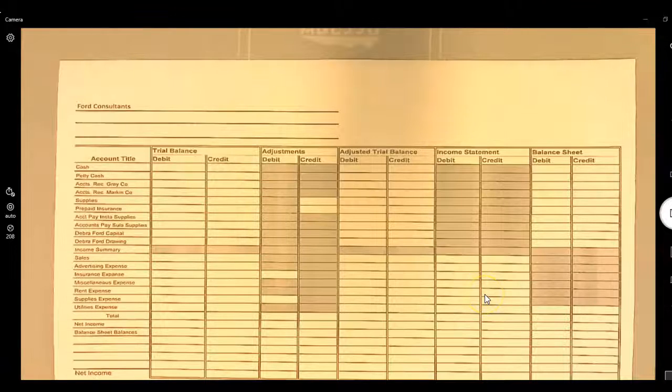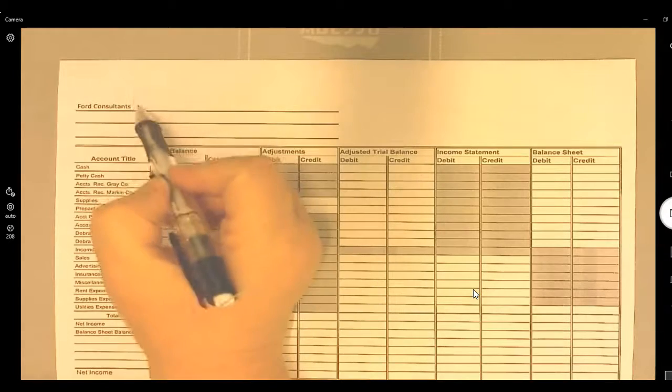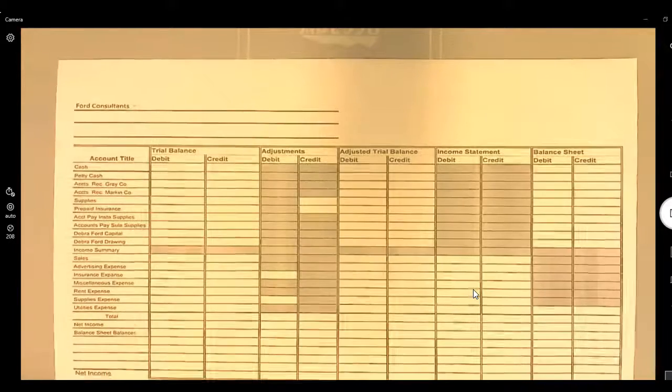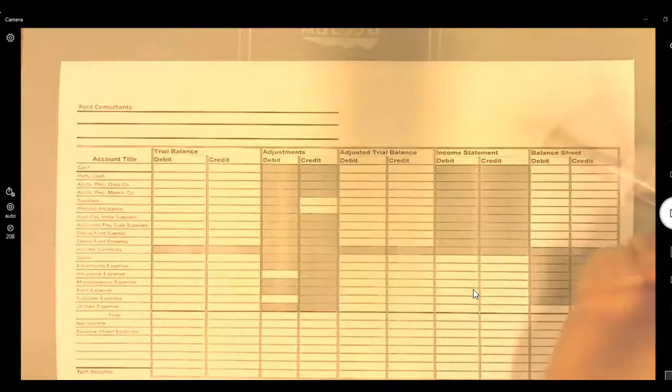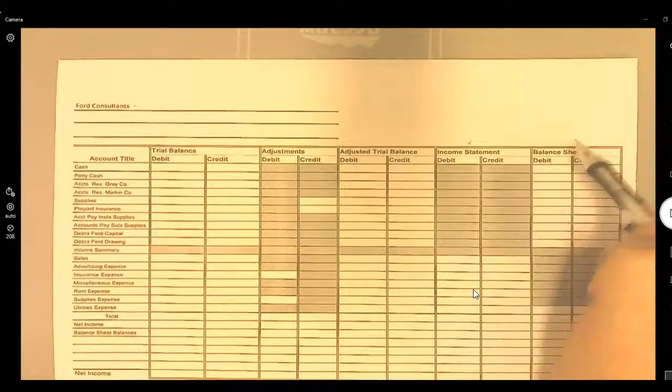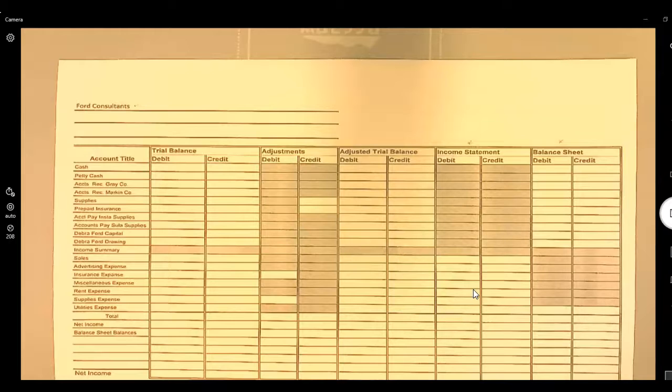All right, welcome to the video to help you learn how to fill out the trial balance section of the worksheet. The worksheet is given to you in the working papers. We are doing the worksheet for Ford Consultants. The worksheet is the columnar form where the accountants organize the information and from following steps are able to create the income statement and the balance sheet, which are the financial statements that are necessary.